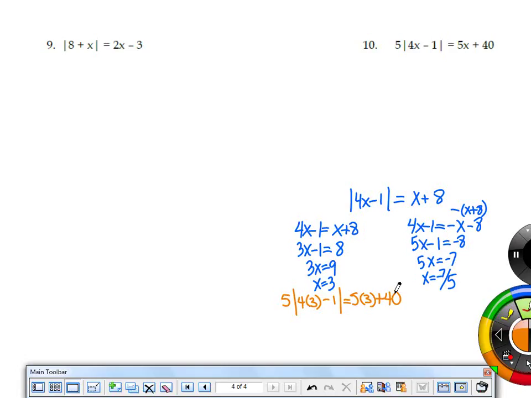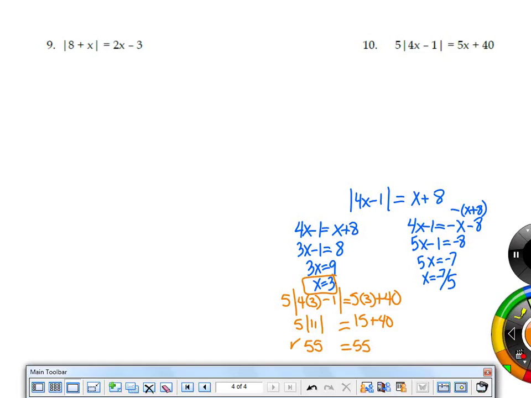Okay? So 4 times 3 is 12. 12 minus 1 is 11. So this is 5 times the absolute value of 11, which is going to be 55. On this side, 5 times 3 is 15, and 15 plus 40 is 55. So 3 is a good solution. Okay? They matched. The next one's going to be a pain in the butt because it has a fraction.